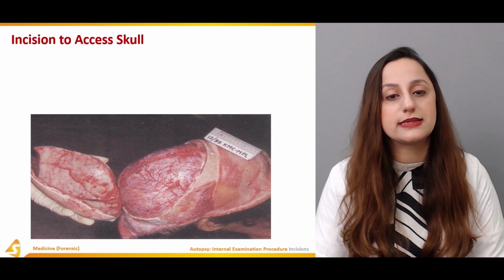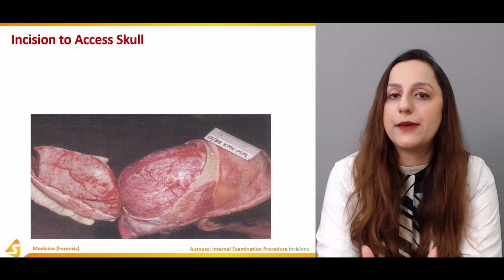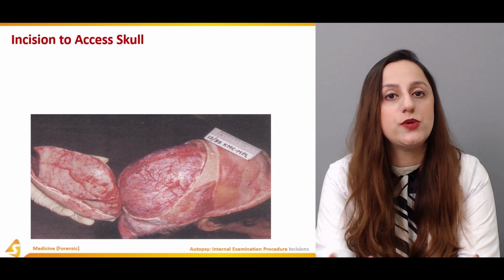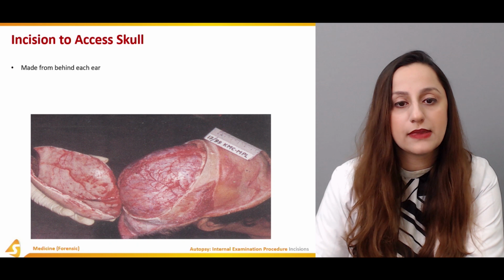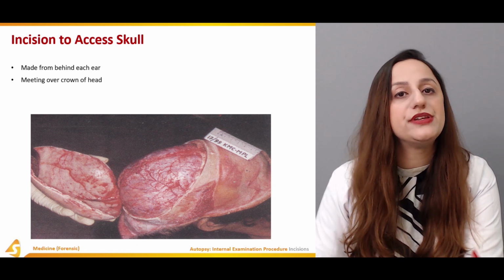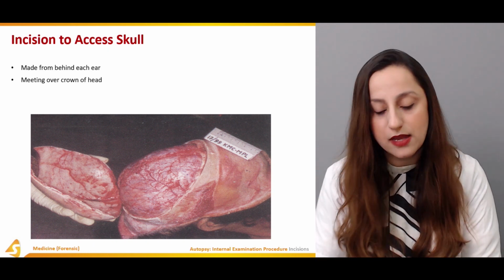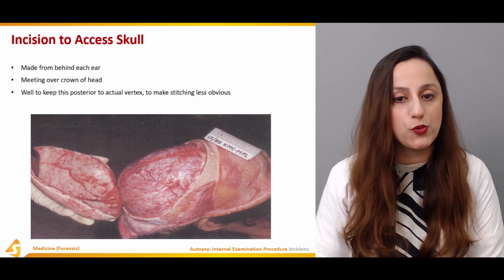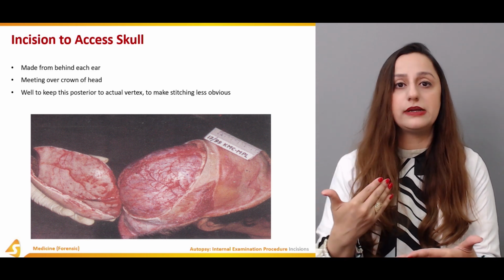Now, incision to access the skull. First of all, we open up the thoracic cavity, then we move on to the abdominal and peritoneal cavities. After finishing all of these, we move on towards the skull. How is the incision to the skull given? It is made from behind each ear, meeting over the crown of the head. We keep this posterior to the actual vertex to make stitching less obvious, so we cut a bit posteriorly.